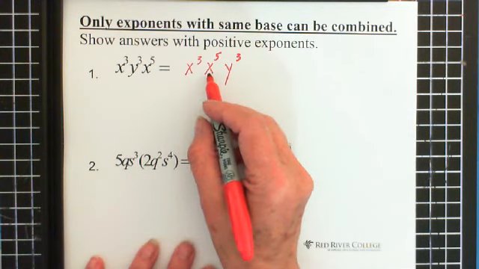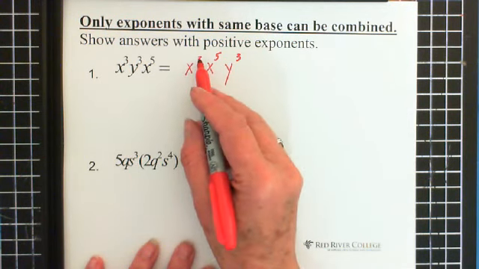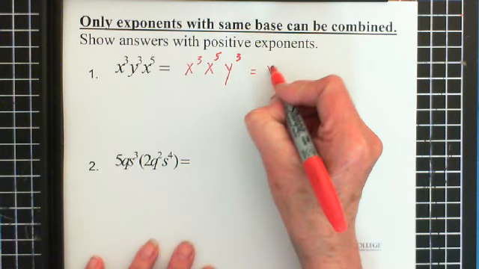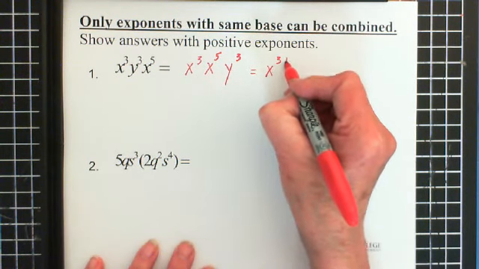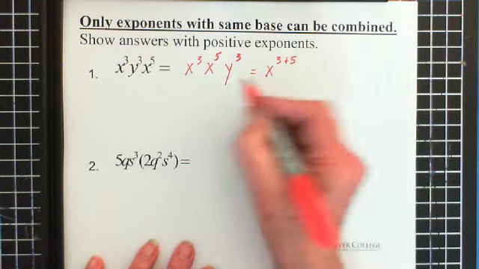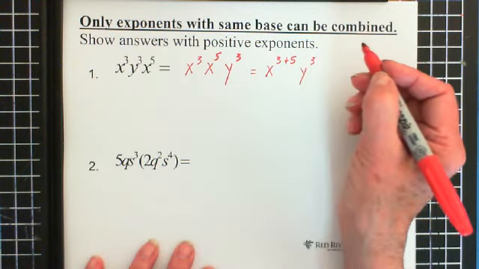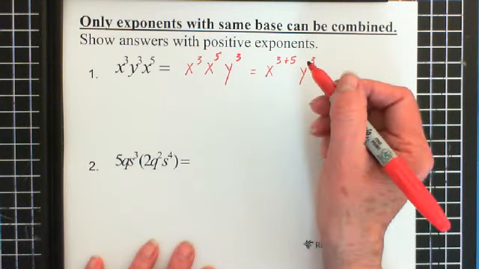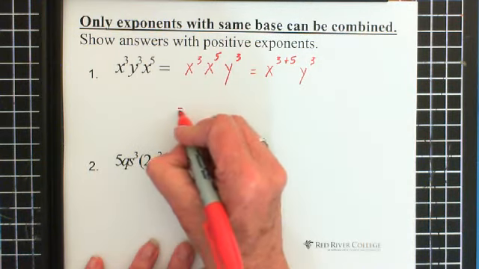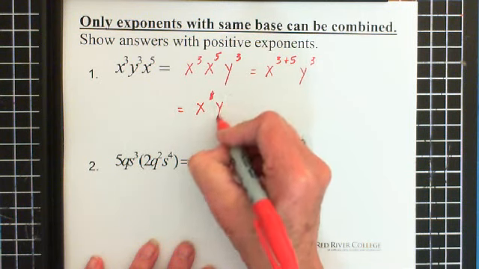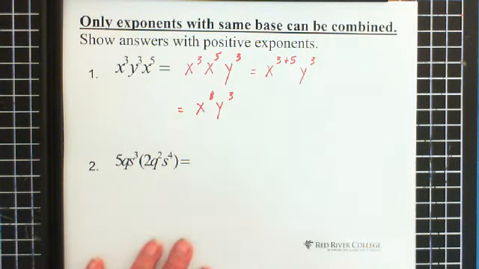We have x cubed times x to the fifth, and so what we do is add the exponents here. So it becomes x to the 3 plus 5. And then the y stays the same as y cubed. Now 3 plus 5 is 8. So we end up with x to the 8 y cubed. And that's your answer.